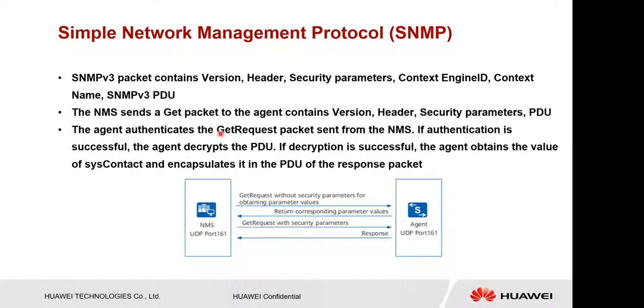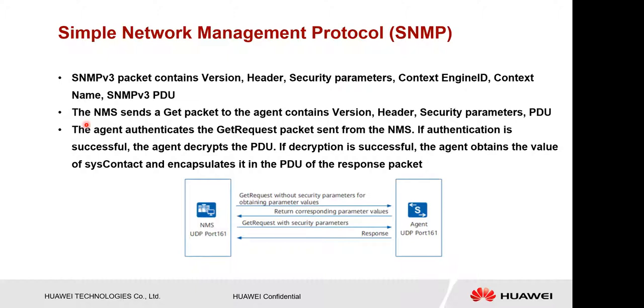For SNMP version 3, the packet contains the version, the header, and also the security parameters, context agent engine ID, context name, and also the SNMP version 3 PDU. Basically the difference between SNMP V3 and V1 and V2C is that V3 is much more secure because it has the security parameters which support authentication and also encryption.